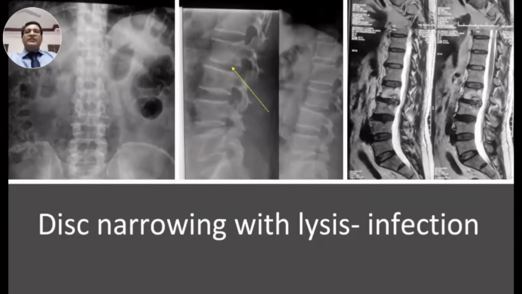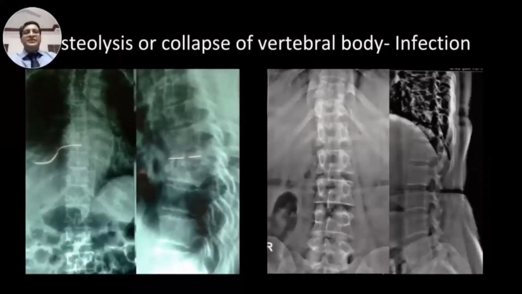If we see disc narrowing with lysis of vertebral body, it may be associated with spondylodiscitis, as shown in this MRI. Sometimes collapse of vertebral body with dissolution of disc height may be associated with significant infection with abscess formation in paravertebral structures as well. It is indicative of infection like TB or bacterial infection.